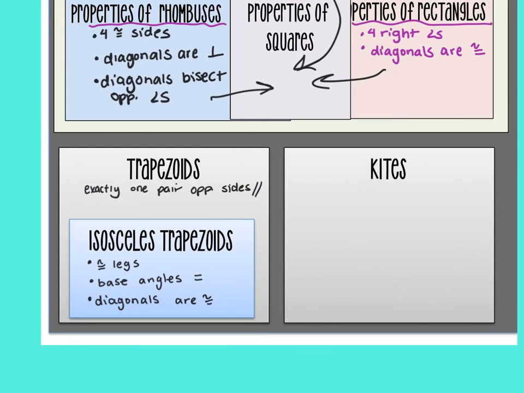Okay, kites have exactly 1 pair of consecutive sides congruent, and diagonals perpendicular.